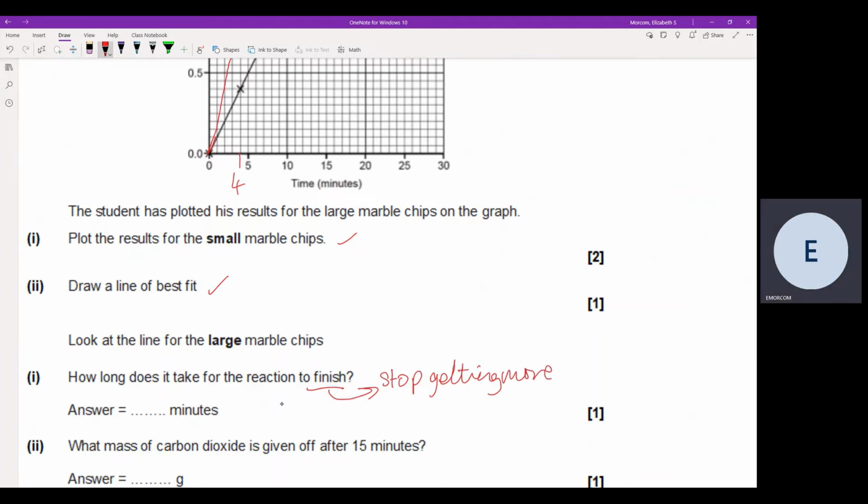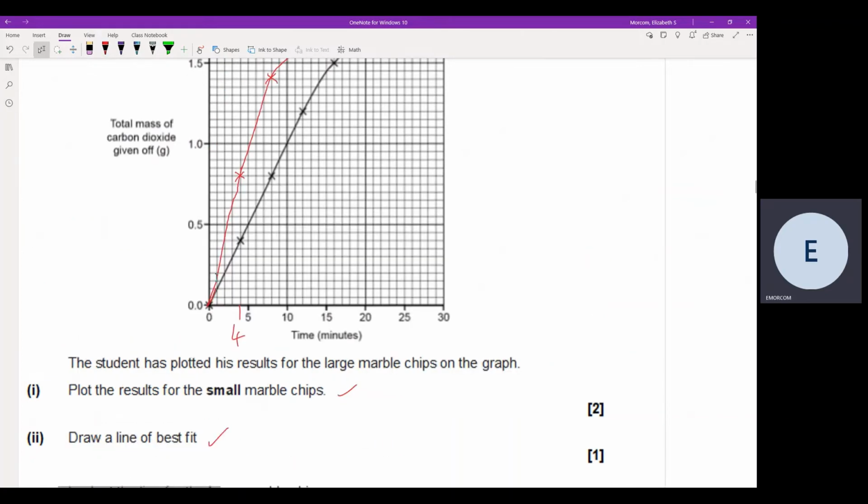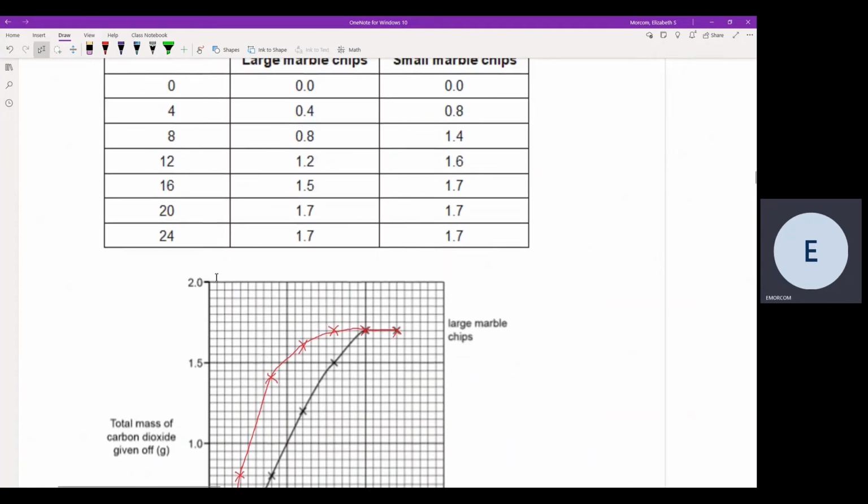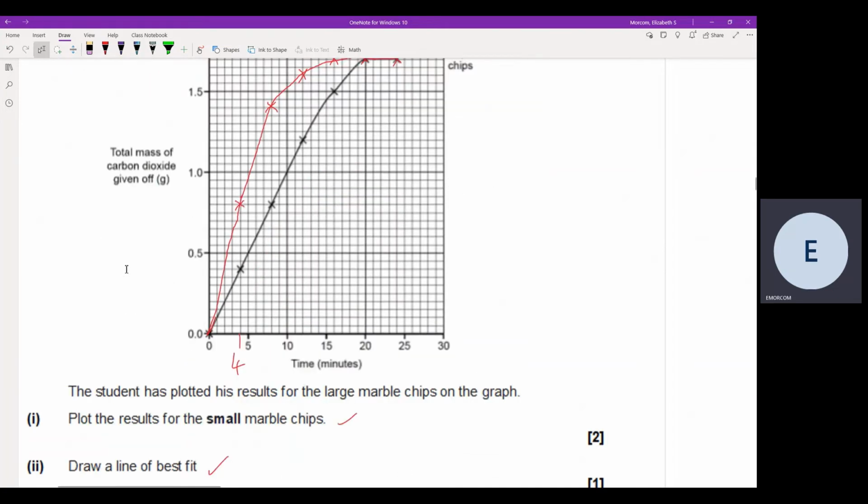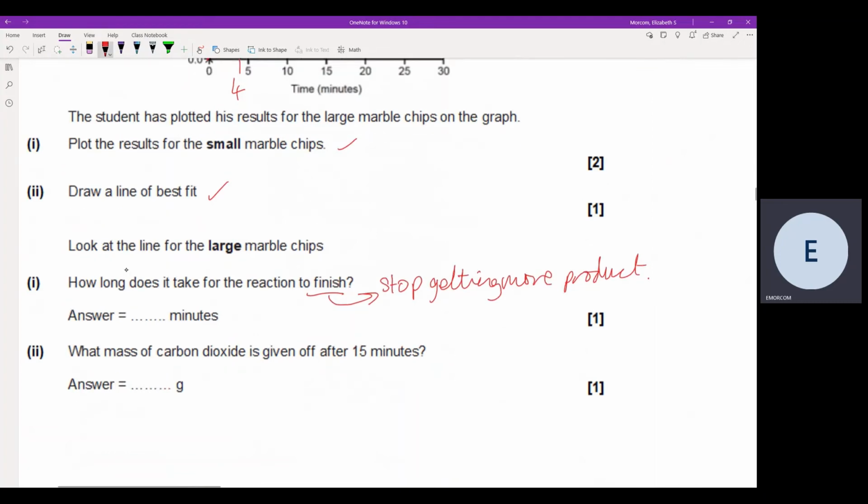Okay, not how long we measure it for. So let's have a look at the graph, or we could just look at the results. We can see that it stays the same after 20 minutes, which means that at 20 minutes, the reaction has finished. Okay, so 20 minutes. What mass of carbon dioxide is given off after 15 minutes?